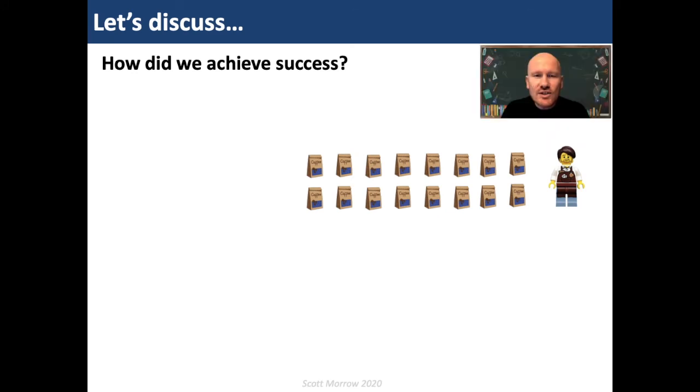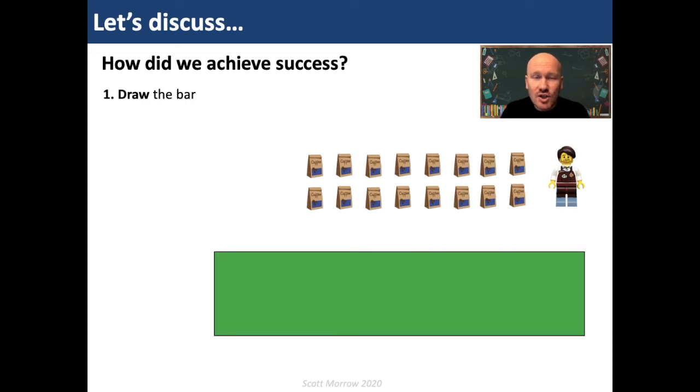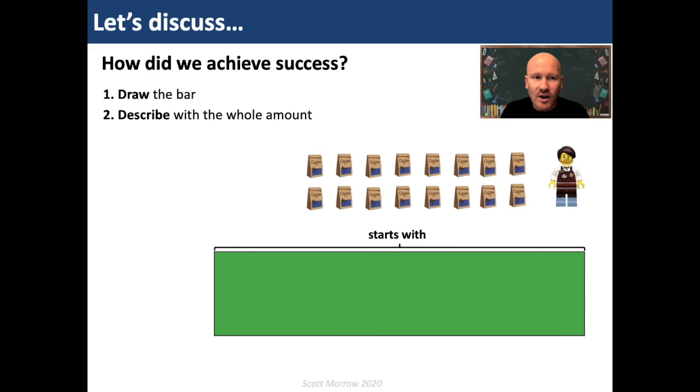What did we do to solve each of those problems? The first thing we needed to do was draw a bar, and that bar represented the whole amount. So once we'd done that, we could describe that whole amount, and in the case of Larry, that was all the coffee bags that he started with. The next thing we can do is decide how many parts we are going to split our bar into, and the fraction name is going to help us.